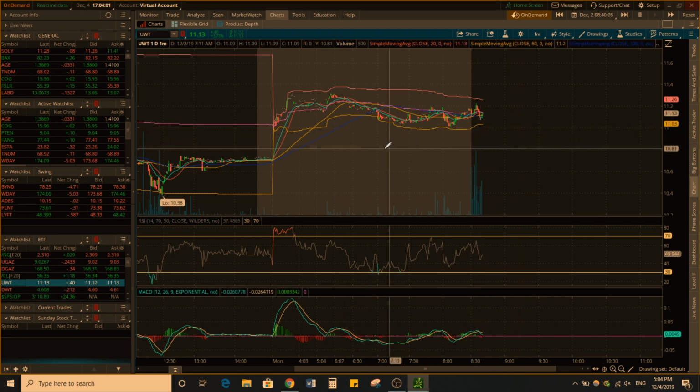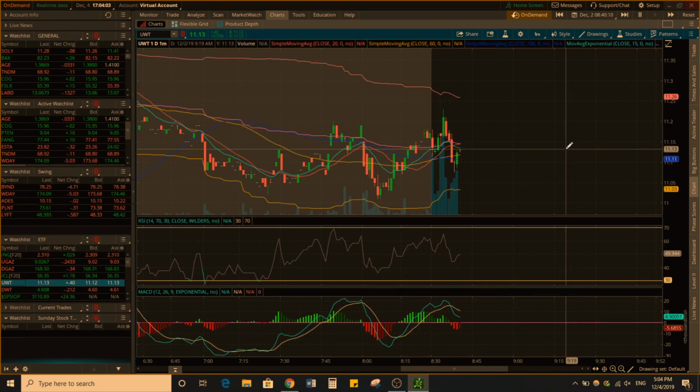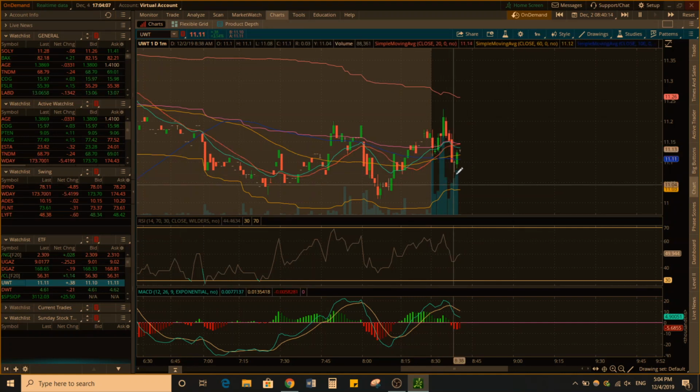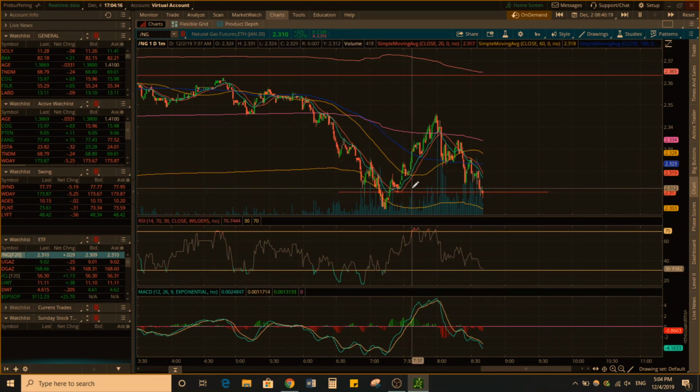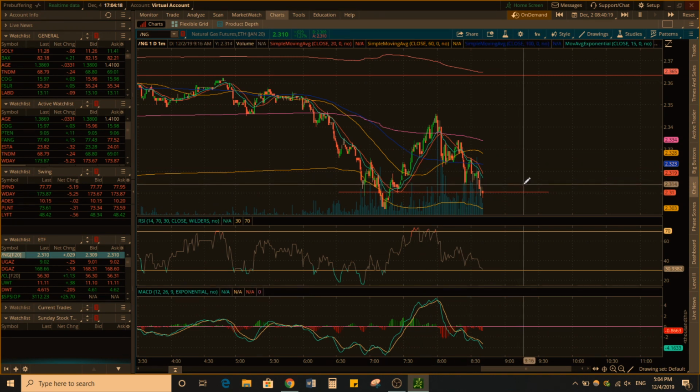And as you can see, UWT is basically a mirror image of the future. Okay, so looks like NG has not begun its reversal process. It still has no signs of reversal. Still looks like it keeps on going down. So I'll have to be careful.